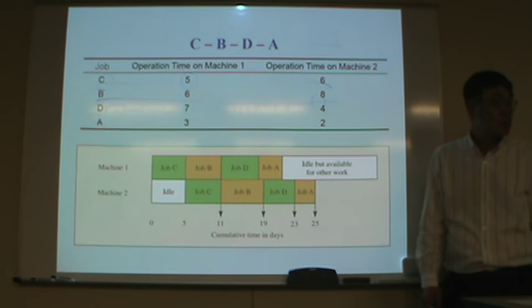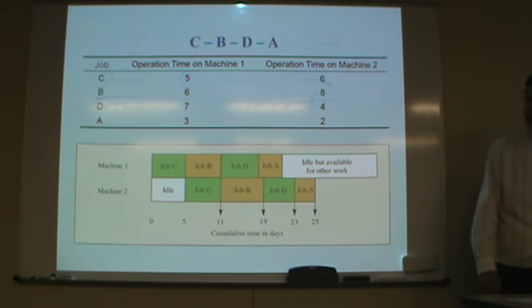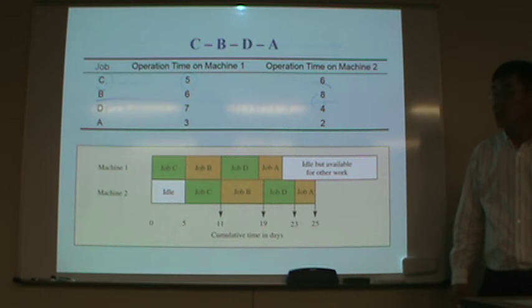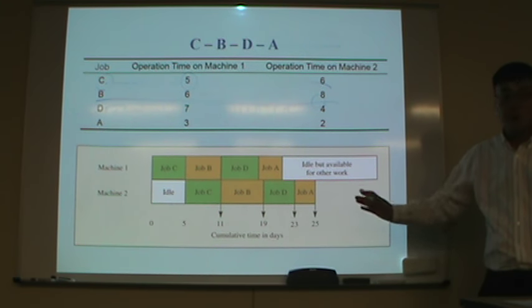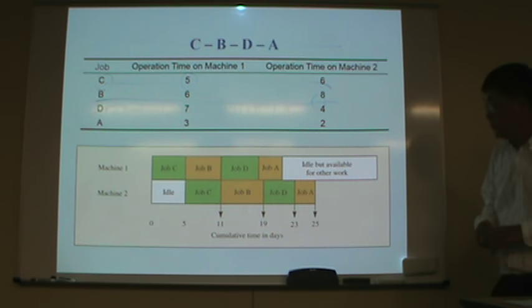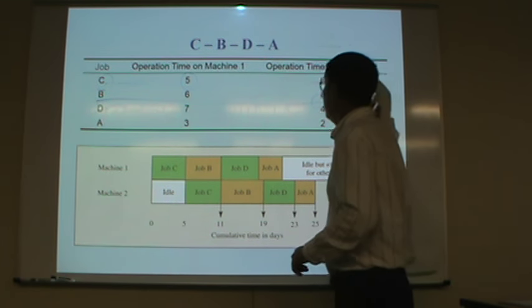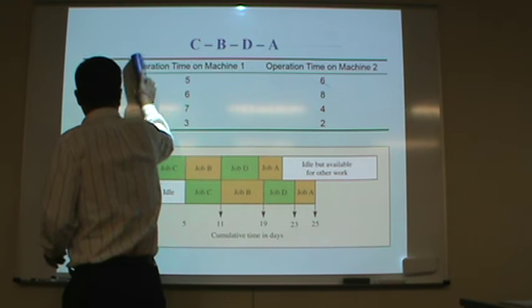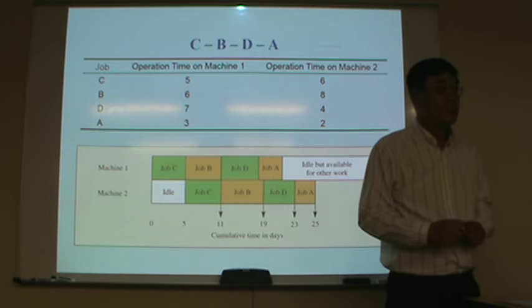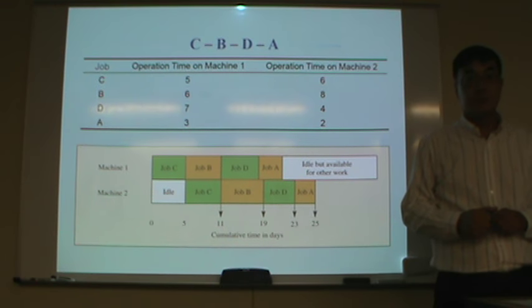So using Johnson's rule, you can schedule which one first, which one next. Then this one is fastest. So make faster. Any question? No question?